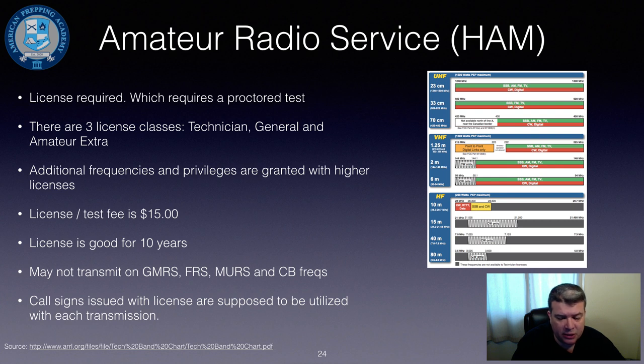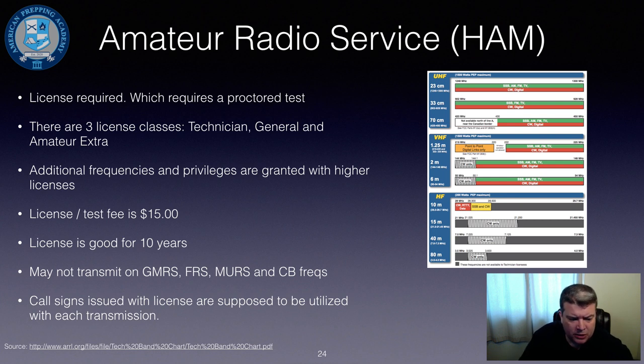And this is an interesting point. You may not transmit on GMRS, FRS, MURS, or CB frequencies with a ham radio. A lot of people don't know that, and they think that it's okay to program a ham radio, like the Baofeng UV5Rs or whatever, to transmit and receive on the GMRS frequencies. Technically, that is illegal. Okay, and the reason is those are not Part 95 compliant radios, and therefore it's not legal. At least that's my understanding.